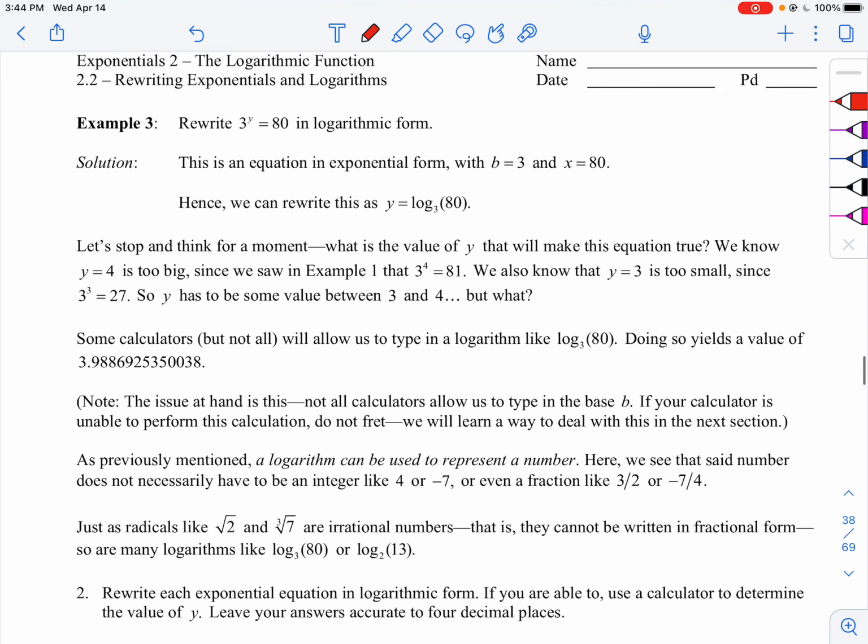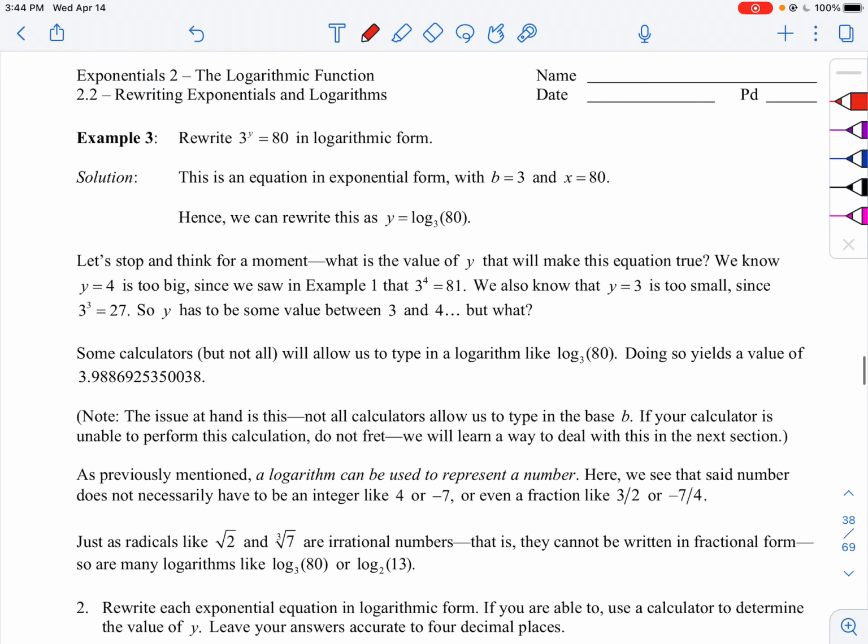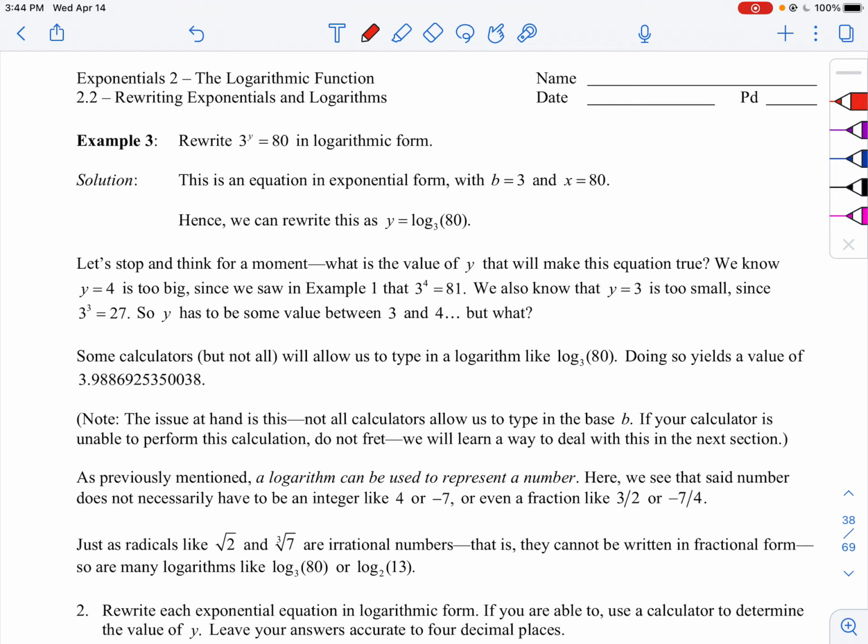Moving on, we have here, okay, so let me read this quickly. Example number 3. Rewrite 3 to the power of y equals 80 in log form. This is an equation in exponential form with b equals 3 and x is equal to 80. Hence, we can rewrite this as y equals log with the base of 3 of 80. Let's stop and think for a moment. What is the value of y that will make this equation true?